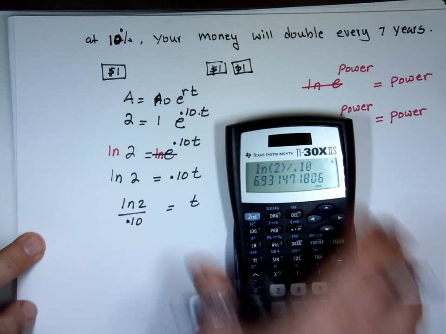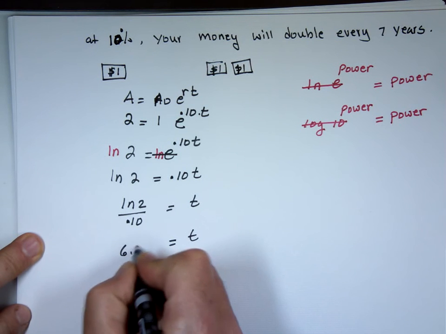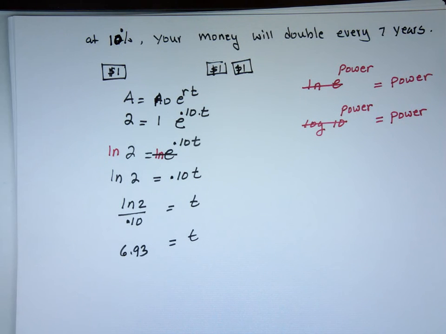So when we say your money will double every 7 years, we are not kidding, actually. At 10% interest, your money doubles almost every 7 years. Another one, then we're done.